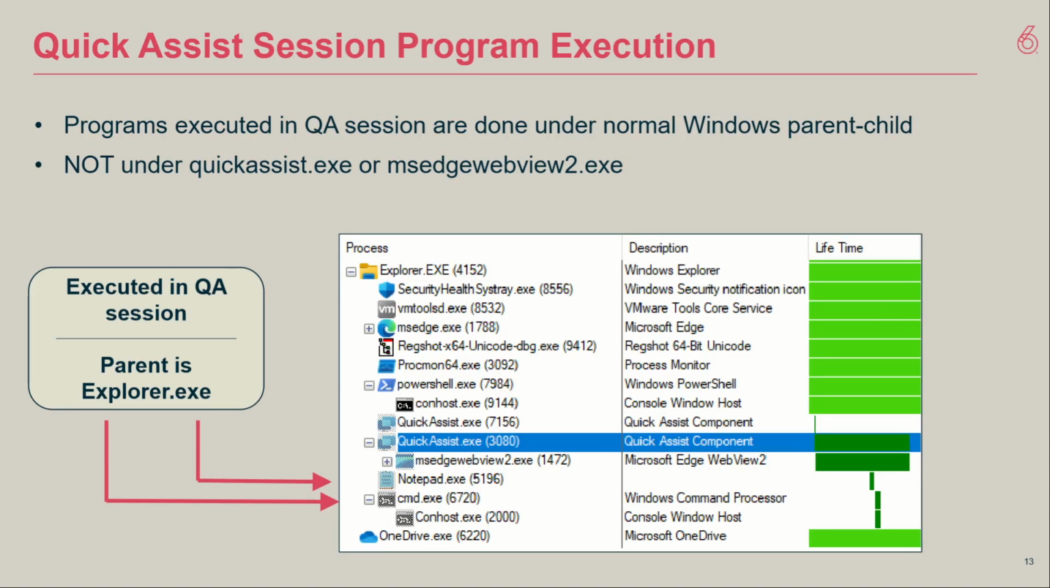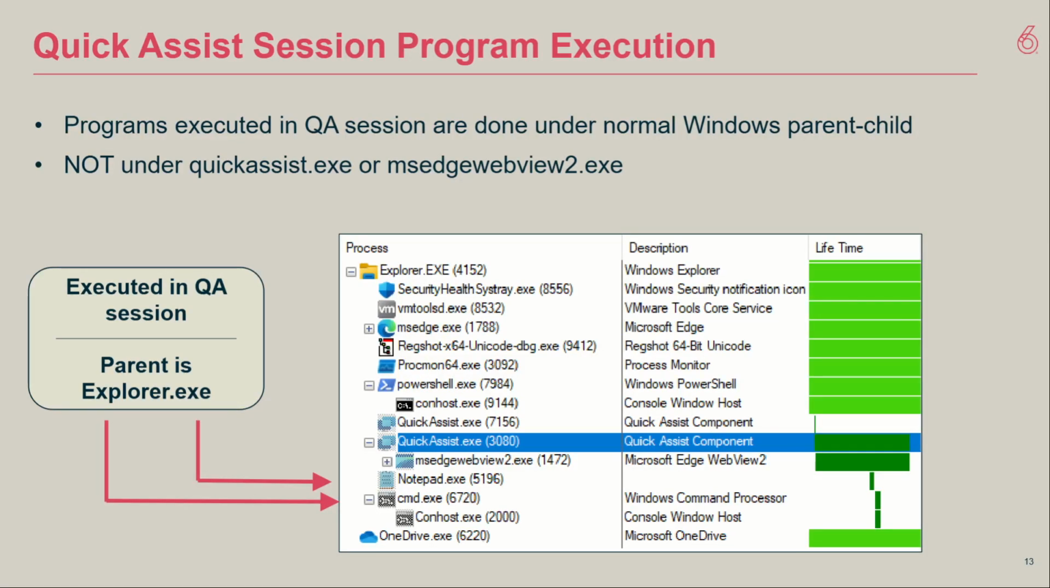Now, that was when we actually execute Quick Assist, what happens with the Quick Assist programs itself. However, if I'm connected to a Quick Assist session, so let's say I am the helper, and I have connected to a sharer system through Quick Assist, I have the ability to execute programs. They gave me that access. What happens with those programs that I execute? Unfortunately, all of those programs that I execute through the Quick Assist session are done under the normal Windows parent-child processes. They're not child processes to Quick Assist or MS Edge WebView.